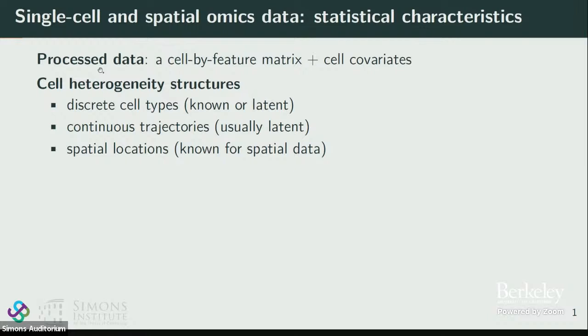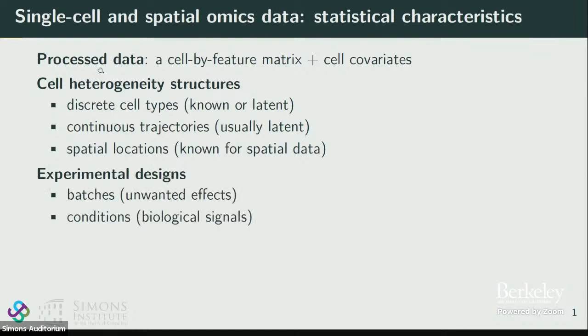So the cells may have some heterogeneity structure that are observed or not. So the structure could be discrete cell types or a continuous trajectory of cells, or their spatial locations. So this is known for spatial omics data. And for the experimental design that were used to generate the data, they may include batches, which are the effects we don't want, or conditions, which are the biological signals we want.